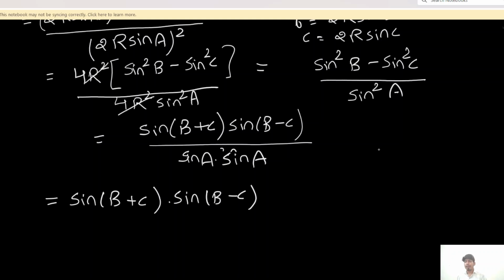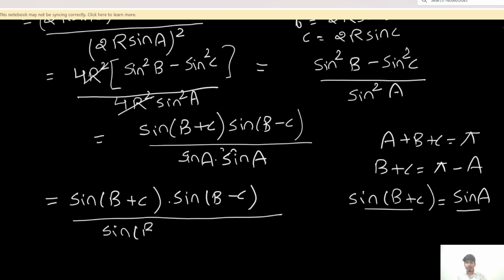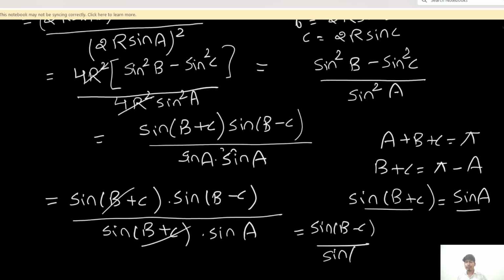1 minute, in a triangle A plus B plus C is pi, we know. Then B plus C is pi minus A. Then what is the value of sine of B plus C? Sine of B plus C is sine of pi minus A, that is sine A. Then put sine A equal to sine of B plus C here. Okay students, then this cancels by this and we get sine of B minus C upon sine A. And this is our RHS. We have to prove only this.